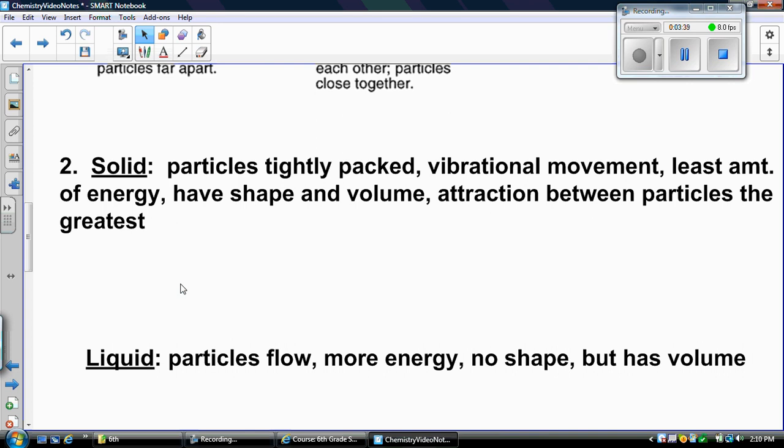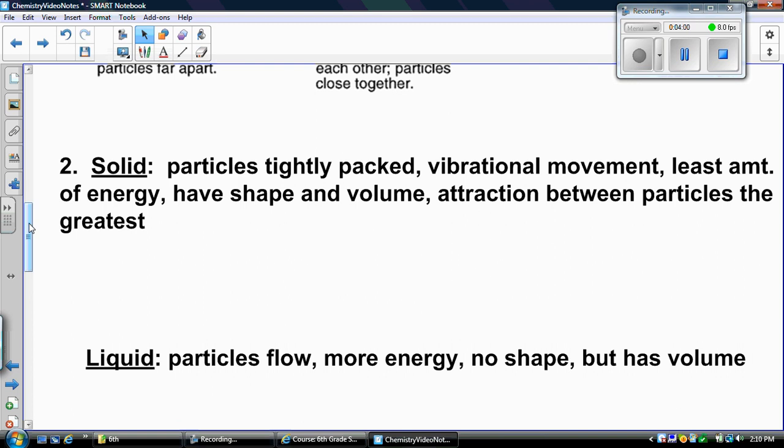volume. Now, because they are so close together, the attraction between those atoms or particles is the greatest. So that's why they stay in a certain shape, because they're close together and they're attracted to each other due to those positive and negative charges of protons and electrons in an atom.